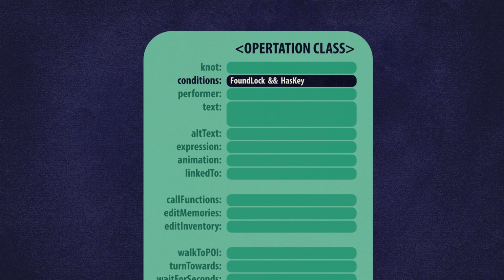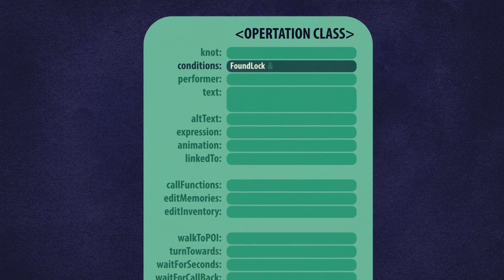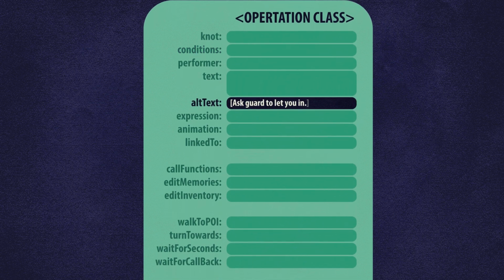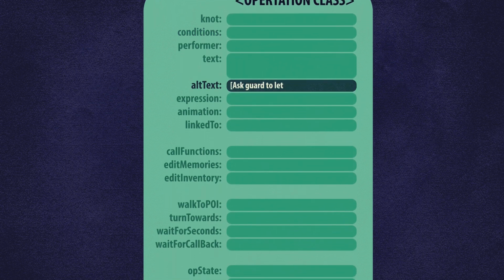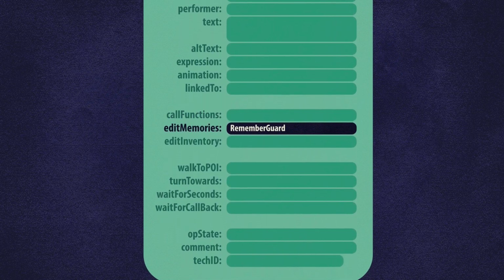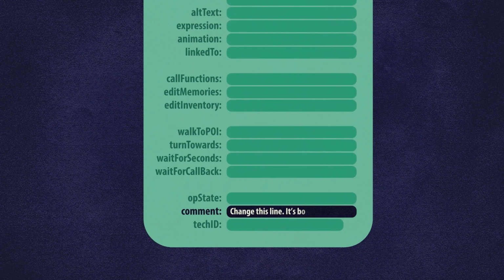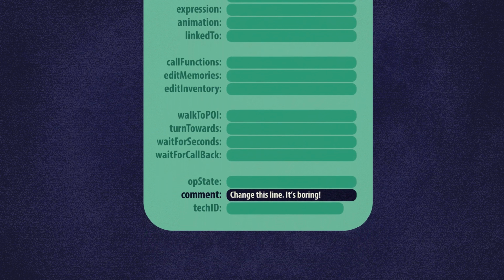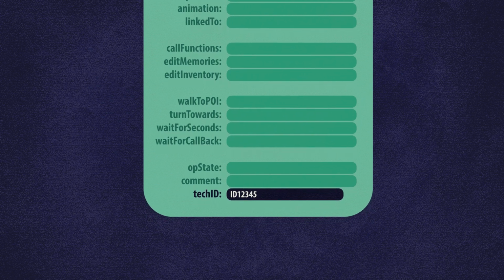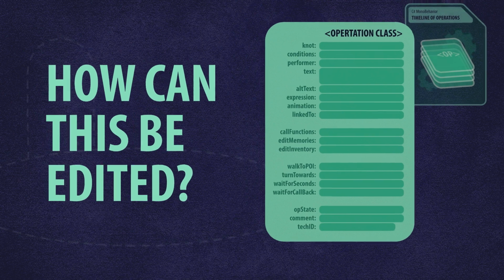For example, if a dialog option should only be displayed if a certain item is in the inventory or something like that. I can give a line of dialog in alternative text to show up as a dialog option. I can call functions on the game object, edit memories and variables, add or remove items from the inventory, and give a line of comment for debugging and organizational things. The tag ID will later be used for localization and managing the audio files. All this works really great and is very flexible to work with.